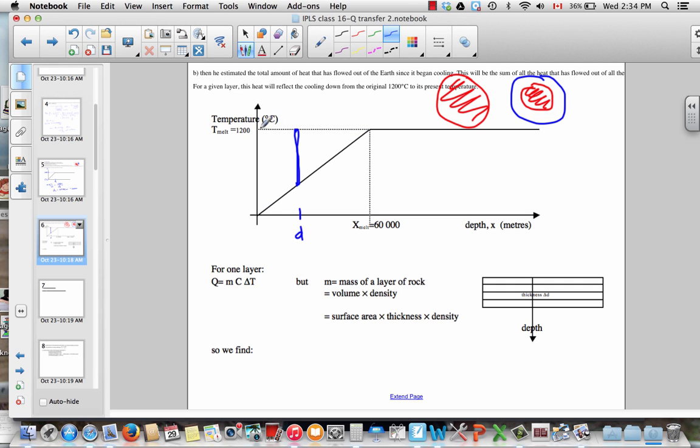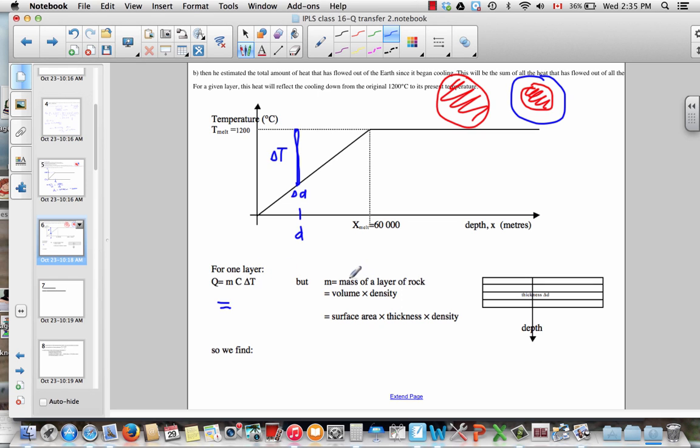The ones at the surface have cooled down by 1200. So this is the delta T for that layer. And we're going to say the thickness of the layer is delta D. There's a little delta D. Okay, so for that layer, its amount of thermal energy that has been lost out into space is going to be the mass of the layer times the specific heat capacity of rock times the temperature difference.